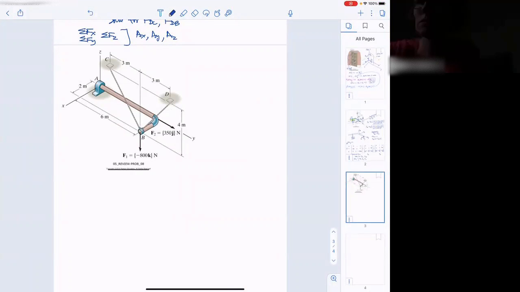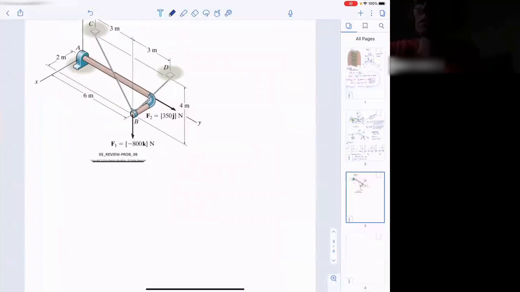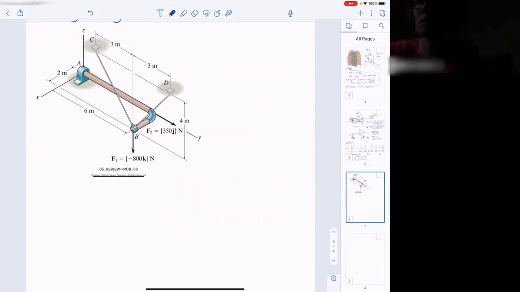In this video, we're going to do one more 3D rigid body equilibrium problem, just in case you need a little bit more practice. We already did a couple, but here's one more extra example problem. And what we're looking at is this curved bar.